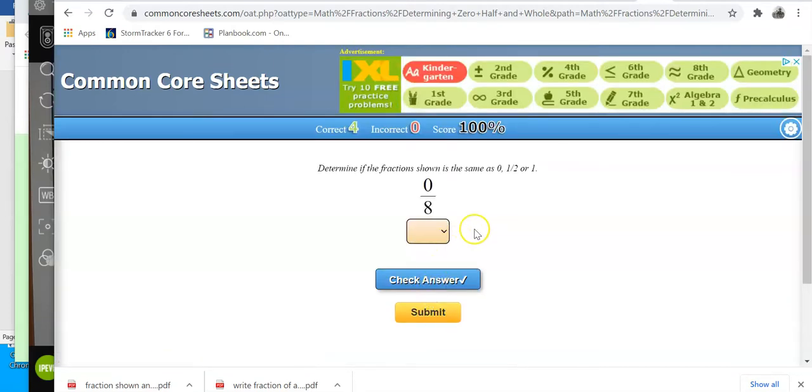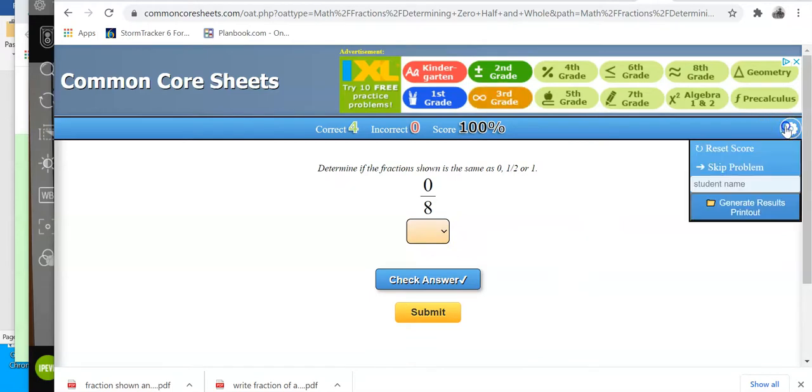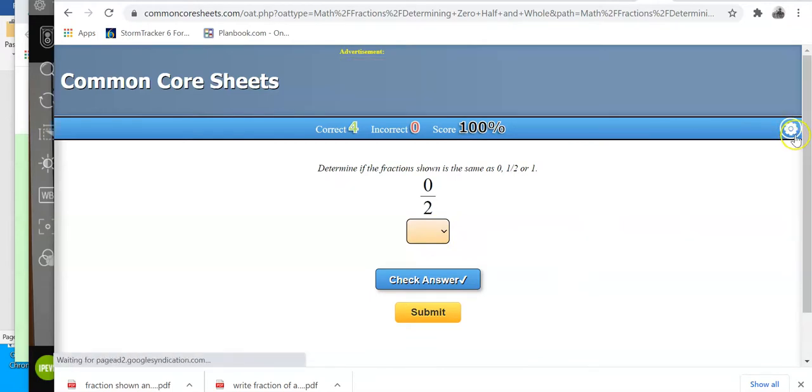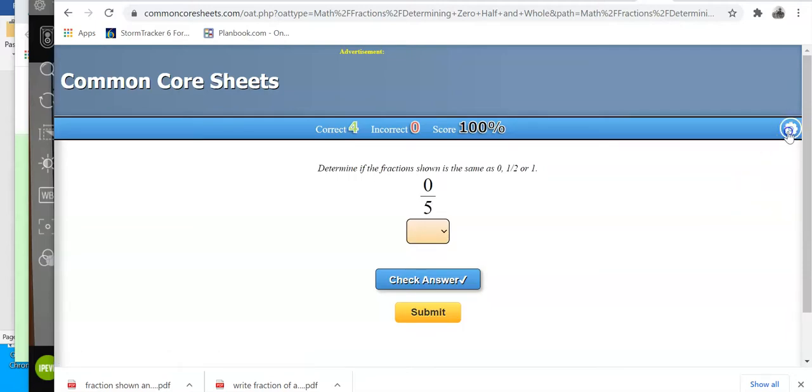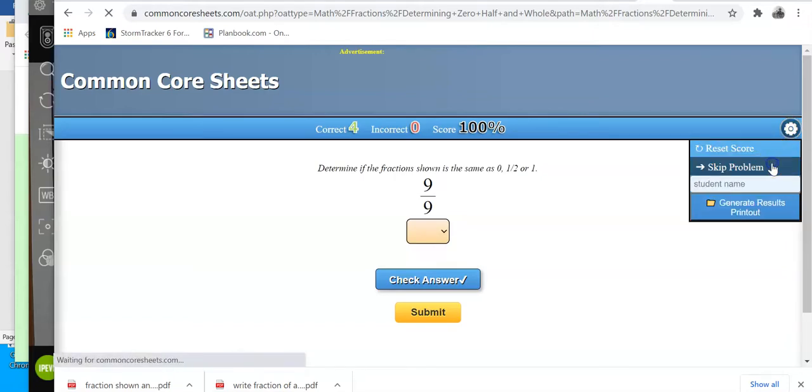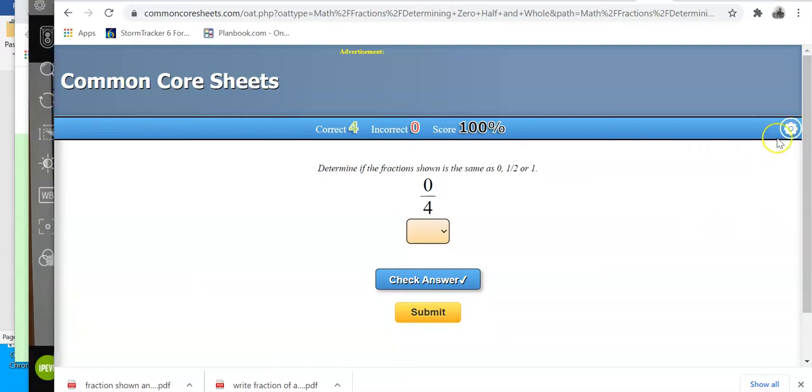I'm trying to get it to get us to one with half. So you know what? We're going to skip and skip and skip. Oh, come on. Maybe it's not going to show half. If half doesn't show up here pretty soon, I'm going to say, when you are given a problem showing half, congratulations, you need to tell me about it, because so far, wait a minute, there it is.